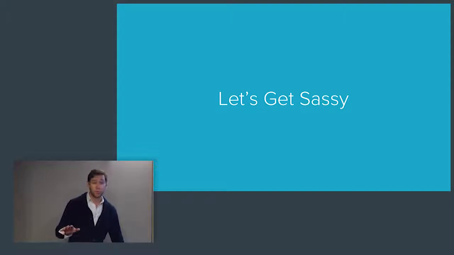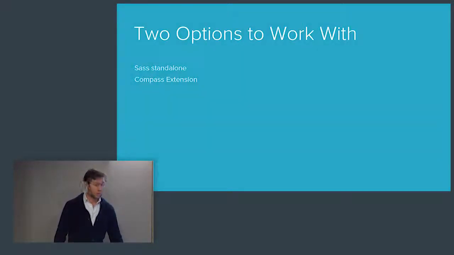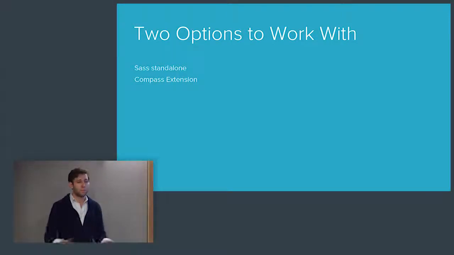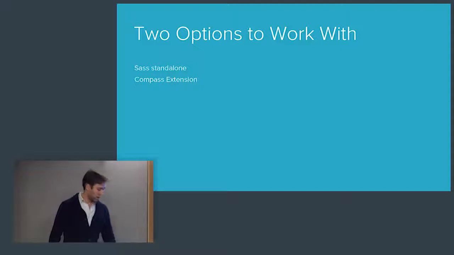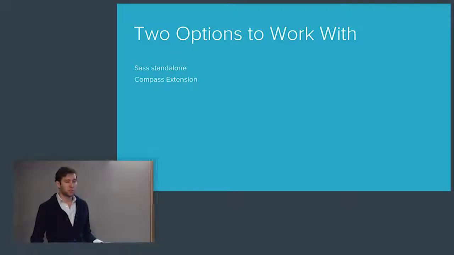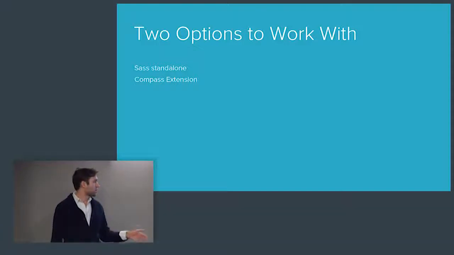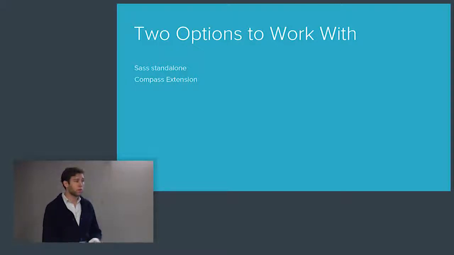So we have two options to work with when we're using the Sass version of Foundation. We have Sass Standalone, which doesn't rely on Compass or any other external library. It's just the SCSS. And then we have the Compass extension. At Zurb, we always use the Compass extension because Compass is amazing. It gives you access to all kinds of mix-ins and functions. But some people don't like Compass. Some people like Bourbon. Some people have their own library that they use. And we want you to be able to use Foundation with your own library as well.